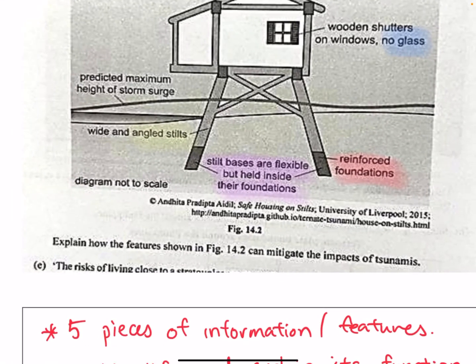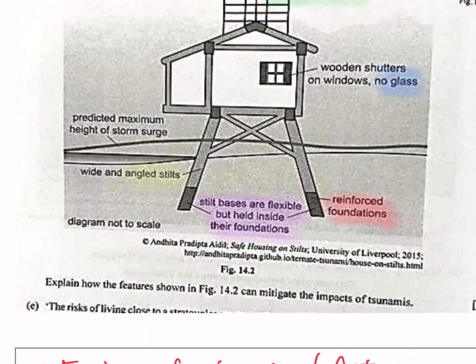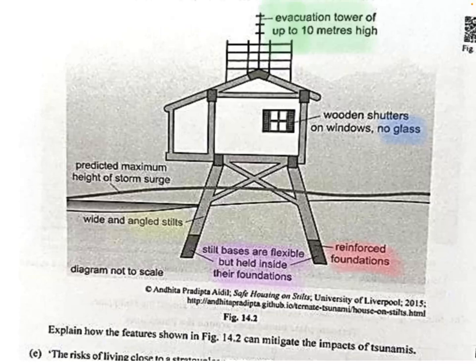Okay, the idea of flexibility is important because your stilt bases, if they are flexible, will be able to flex and not break. Now, if you look at the larger context of tsunamis, when it doesn't break, the rate of survival will be a lot higher. So not only are you able to be above the water at the 10 meter high tower, the risk of getting hurt by broken windows with no glass is lowered. The flexible stilt bases enhance your survival chance.